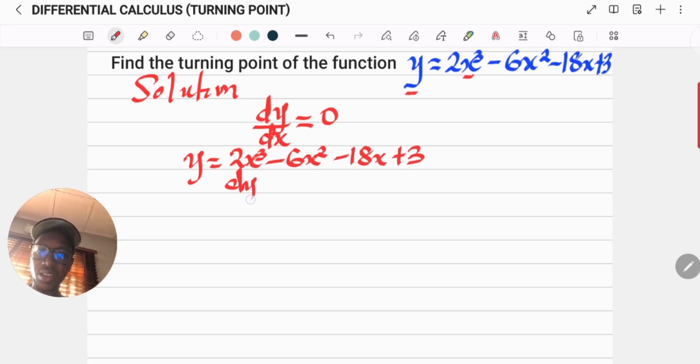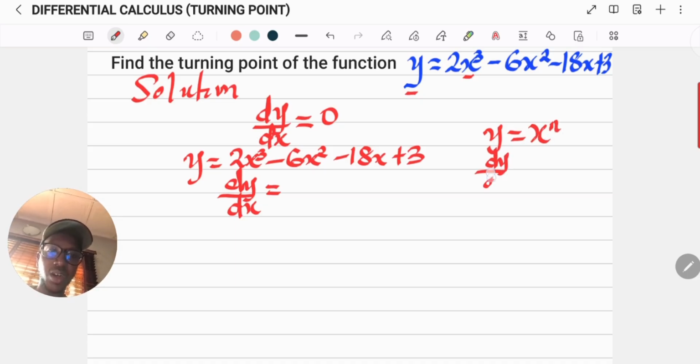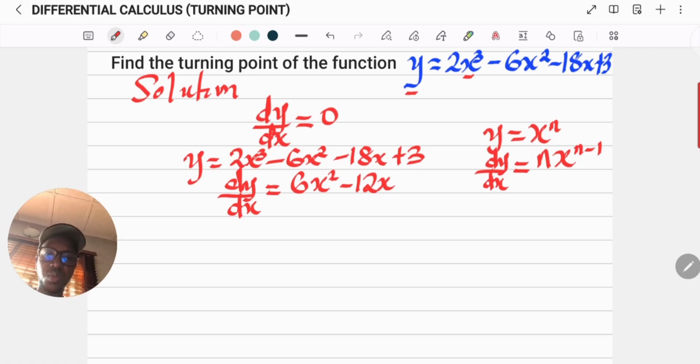So that means dy/dx is going to be equal to, let's not forget the principle of differentiation. If y is equal to x raised to power n, we have that dy/dx is equal to nx raised to power n minus 1. So 3 is going to multiply 2, that is 6x squared, and the power reduces by 1. 2 is going to multiply 6, that is 12x, the power reduces by 1, and negative 18. When we differentiate that, we are going to get this.